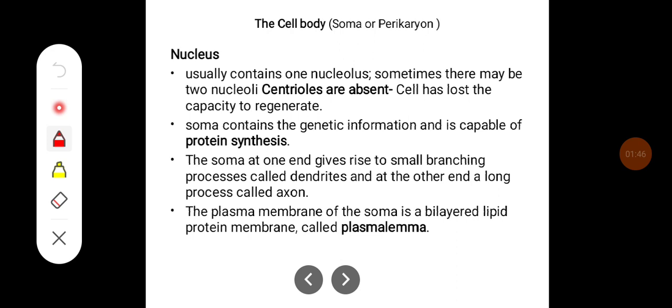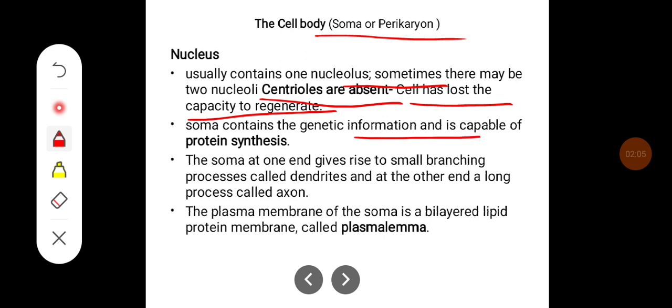The cell body, which is also called soma or perikaryon. The nucleus usually contains one nucleolus. Sometimes there may be two nucleoli. Centrioles are absent, so the cell has lost the capacity to regenerate. Soma contains genetic information and it is capable of protein synthesis.